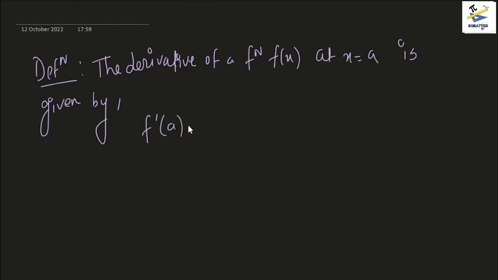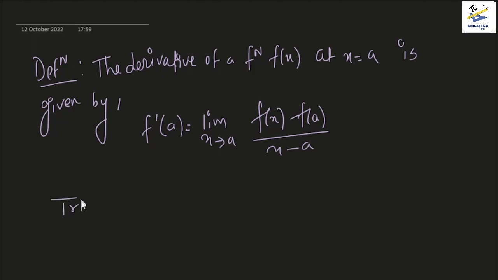f dashed of a equals to limit x tends to a of f of x minus f of a, whole divided by x minus a. So this is the definition of derivative of a function, and we can use it to our advantage to find the different derivatives. Now let us begin by solving different basic derivatives first, and then we can do the other ones later. So what are the derivatives that we are going to find?